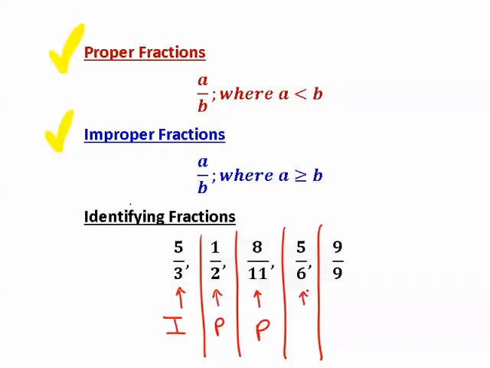5/6, again, the top number is smaller than the bottom number, so this is also an example of a proper fraction. The one that tends to confuse students is the last one, 9/9. By definition, you'll notice that the improper fraction is defined to be greater than or equal to. So 9/9 is considered improper. So hopefully you understand the difference between proper and improper fractions.